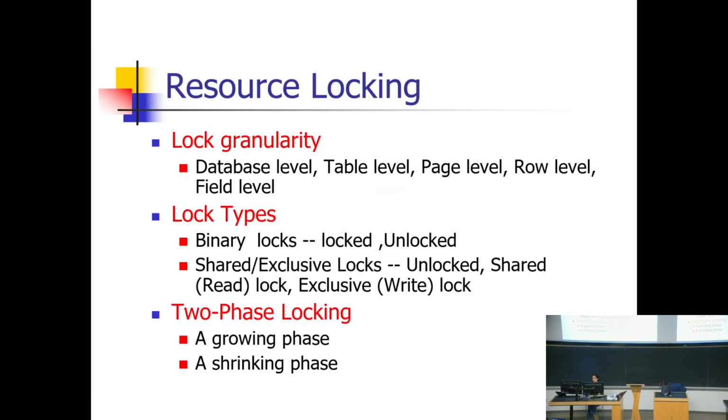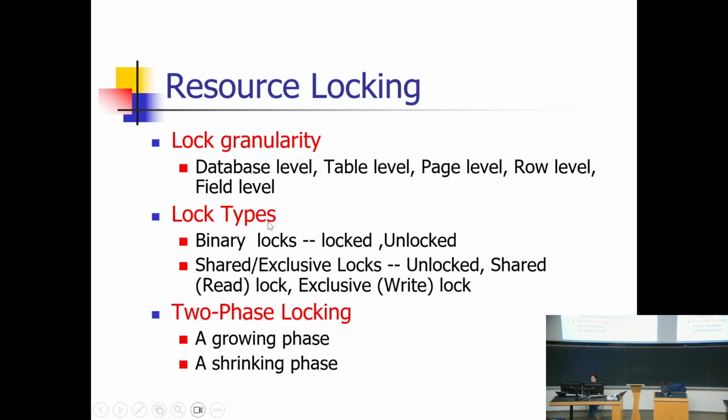And then we also had examples of resource locking, how the database actually physically prevents transactions from interfering with each other. So here we talked about lock granularity, lock types, and two-phase locking. So the lock can be at any level, right? It could be at the database level or table level. For example, the example we had in the other slide, the lock was at the table level, right? Or you can just lock a row or a field and so on.